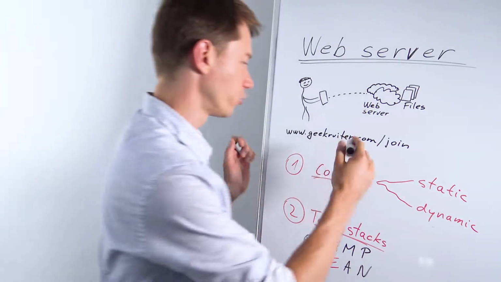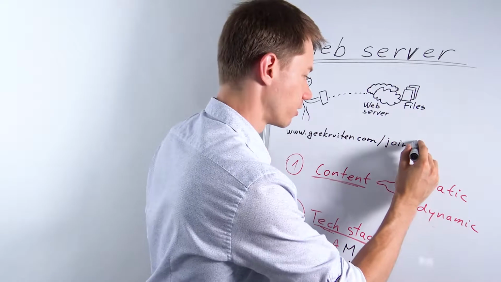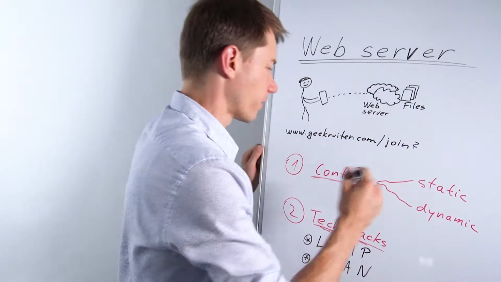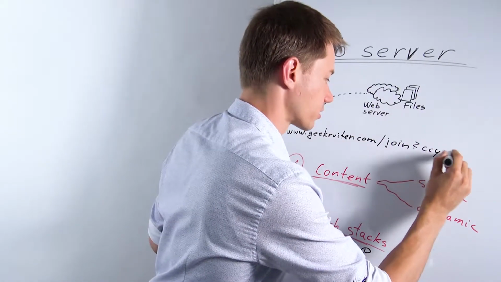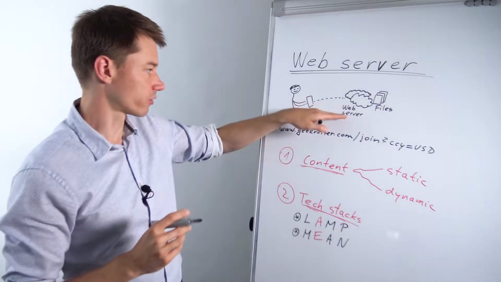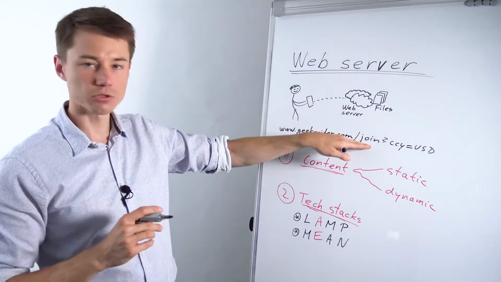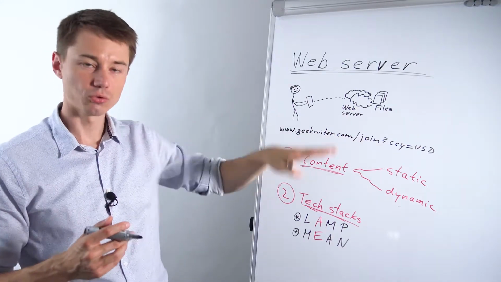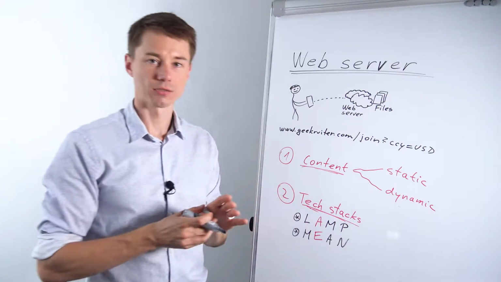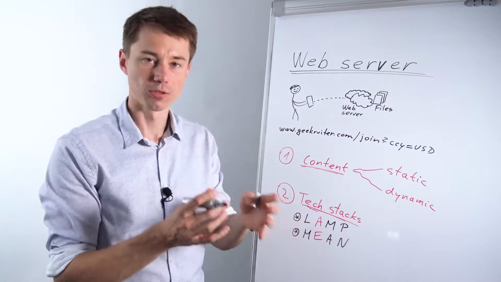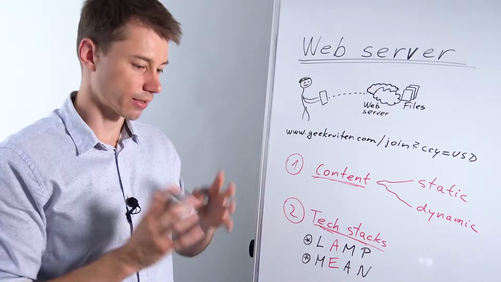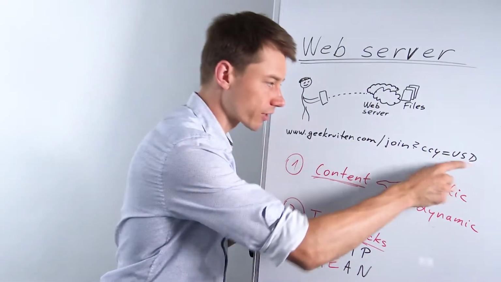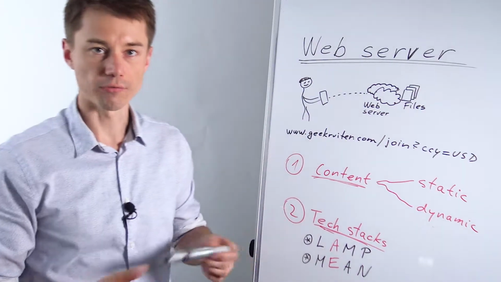So say a URL could be geekrecruiter.com/join, and in the URL could be some other parameters. For example, currency and USD. The web server would notice, hey, this user tries to access a dynamic page. I need to forward this request to another code to process it, to adjust the website that we will return back to the user. So we can change the currency to USD if by default there is euro, for example.